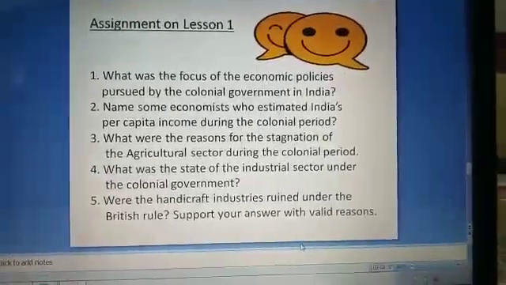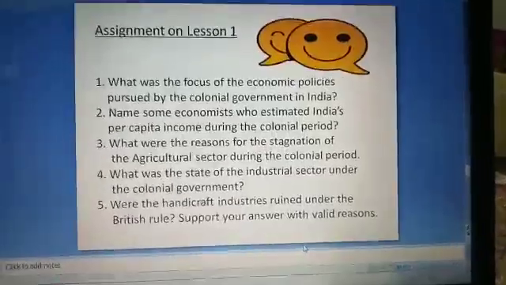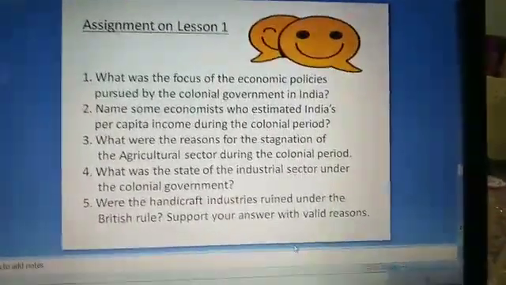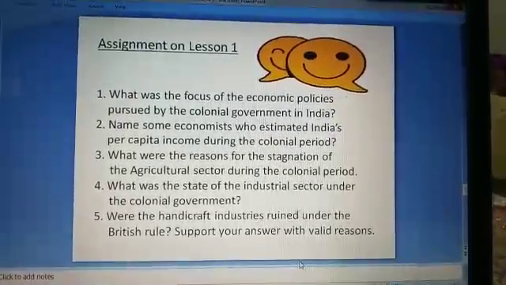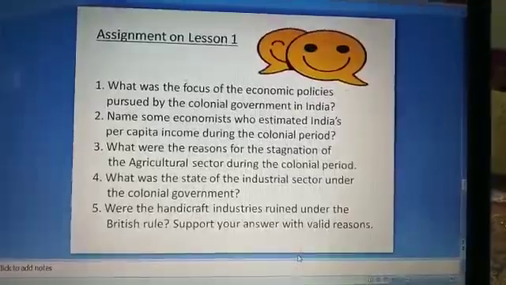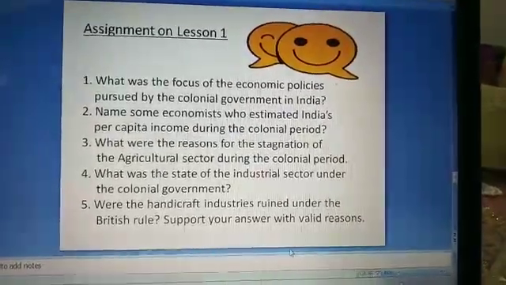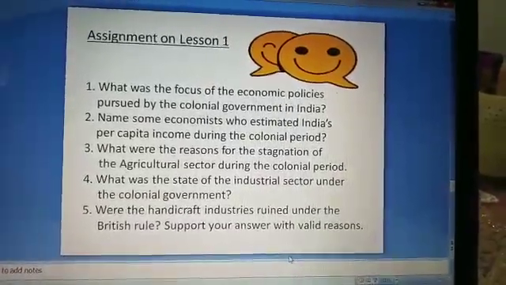And the last question, which is, were the handicraft industries ruined under the British rule? Support your answer with valid reasons. Here you're going to write yes, and you will write how the Britishers did not protect these handicraft industries. Instead, they charged high tariffs and taxes, which disintegrated these industries slowly.